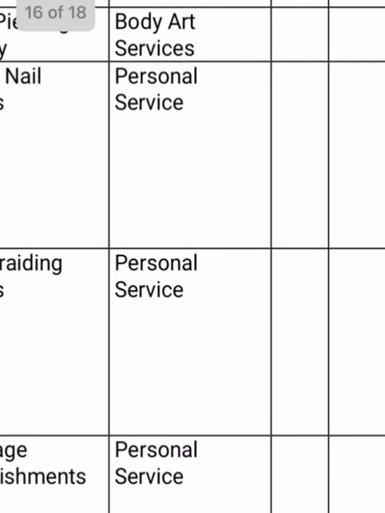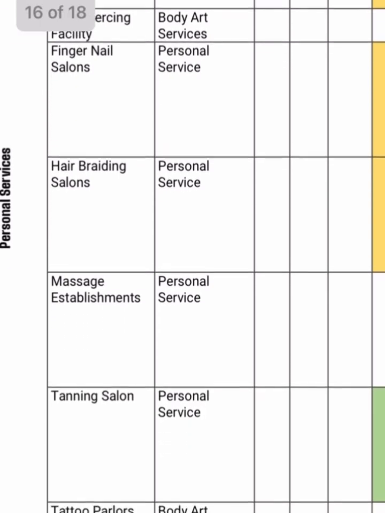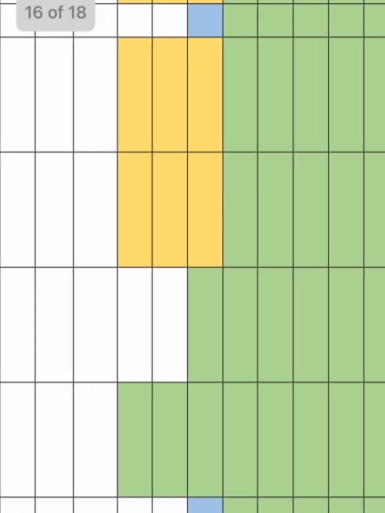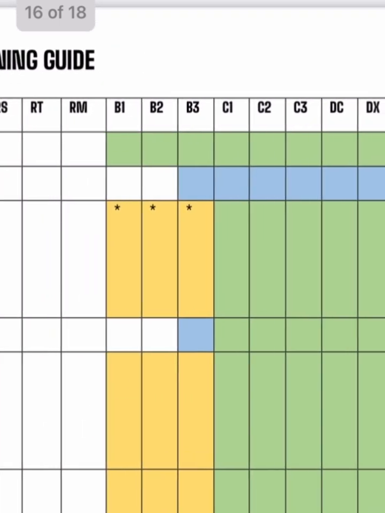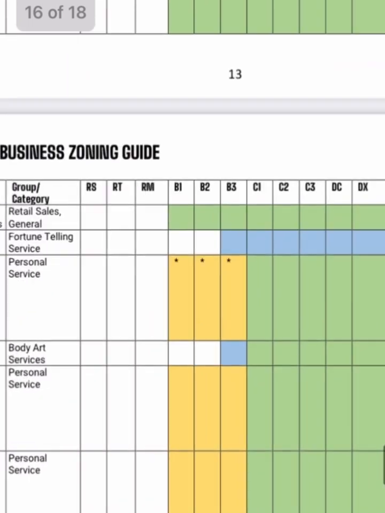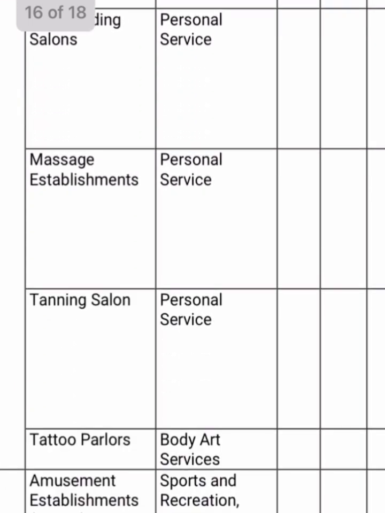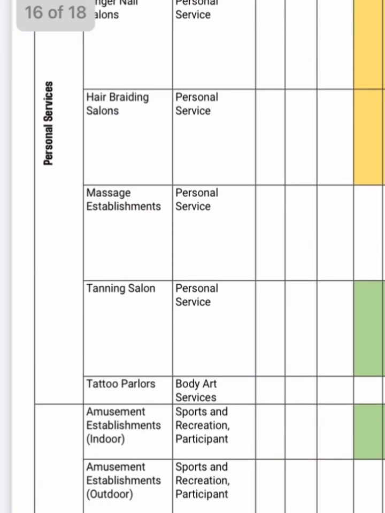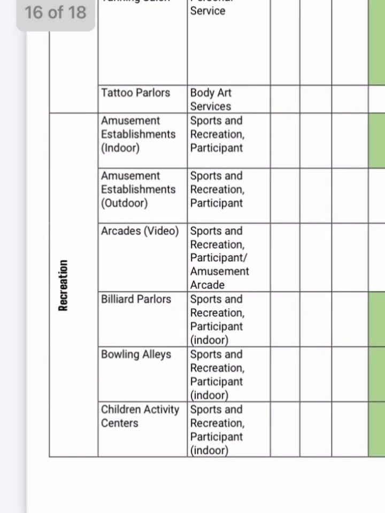And so looking at personal services, now this is one of the most ridiculous categories in the Chicago zoning rules. Fingernail salons, hair braiding, massage, and tanning, not allowed to be near houses. There's some sort of restrictions here in the R1, in the B1, B2, and B3. It's like, why? What's the problem with people getting their nails done? What's the problem with them getting their hair braided anywhere? These should be allowed to be absolutely everywhere. They don't have any negative externalities. They don't cause any problems.